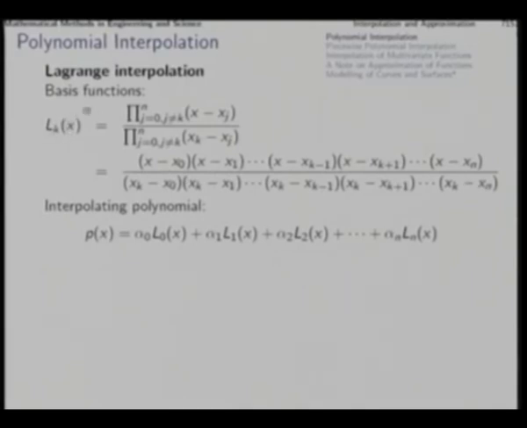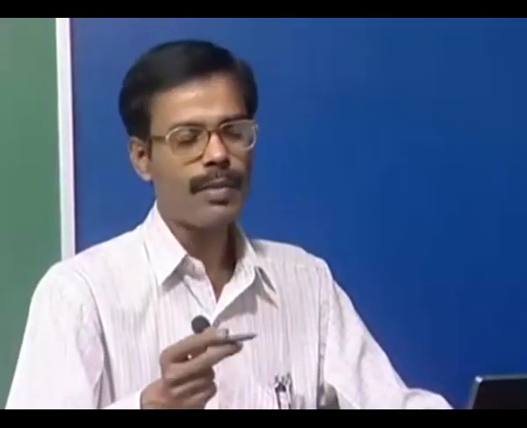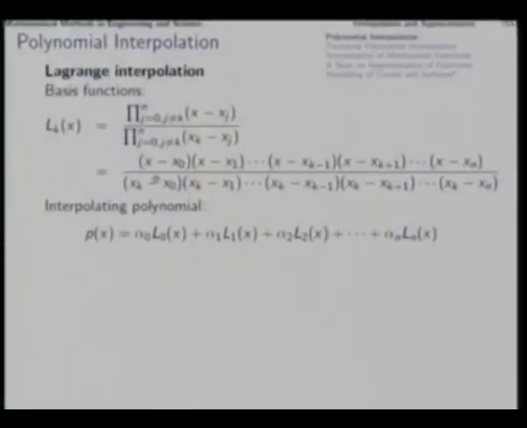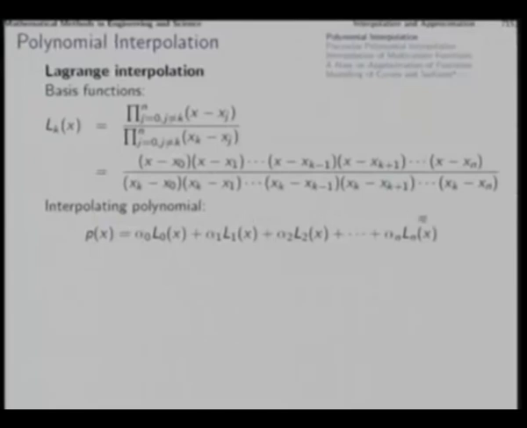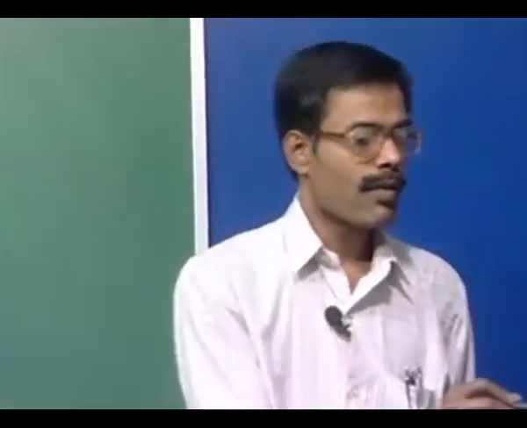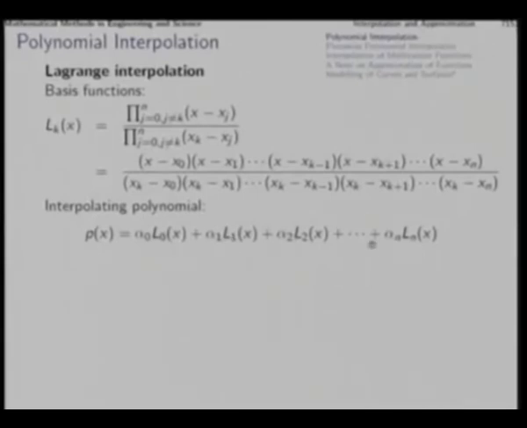So, Lj(x) is an nth degree polynomial. Similarly, L0, L1, L2, L3, L4, all of them will be nth degree polynomials. So, we have got n plus 1 nth degree polynomials. Any linear combination of them also will be an nth degree polynomial, and this is the linear combination. Here the basis functions are L0, L1, etc., and alpha 0, alpha 1, etc., are the corresponding coefficients to construct the polynomial.